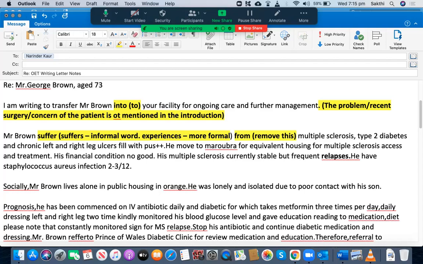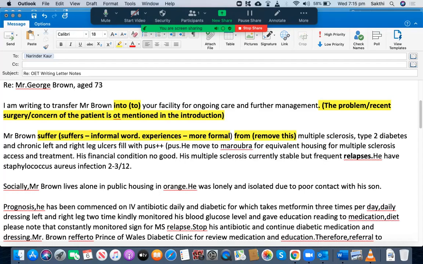So he experiences multiple sclerosis, and then type 2 diabetes and chronic left and right leg ulcers filled with the pus. Okay, she has mentioned pus plus. Okay, that's wrong. It's only pus. All right. She doesn't need to use plus. All right. And then the other mistake is that she must have used filled up with.